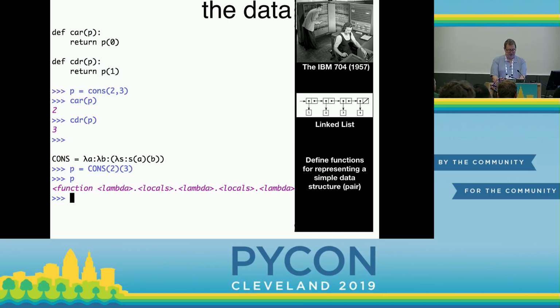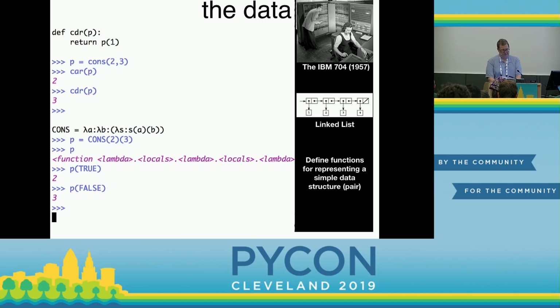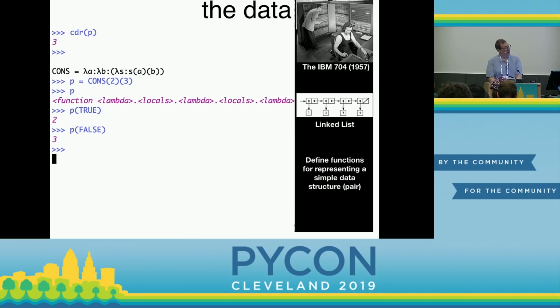The way that you're supposed to use that is you would pass in maybe true or false. If I said p of true, it comes back and it picks the 2 out. Remember that true is the thing that picked the first argument, right? So true is going to pick out the 2, and false is going to pick out the 3. I don't know, is that crazy enough?